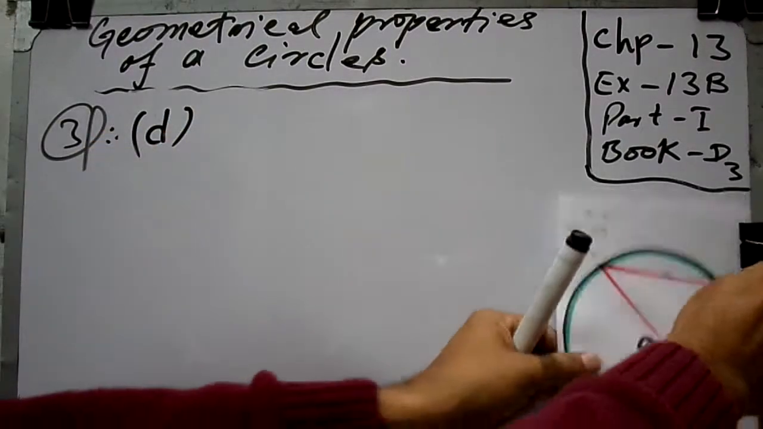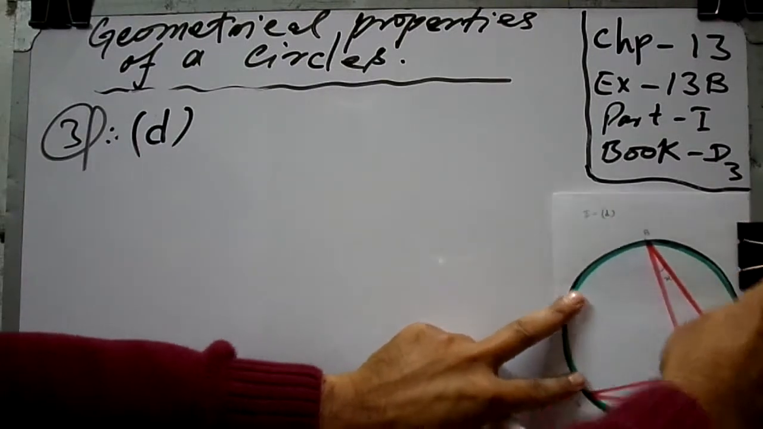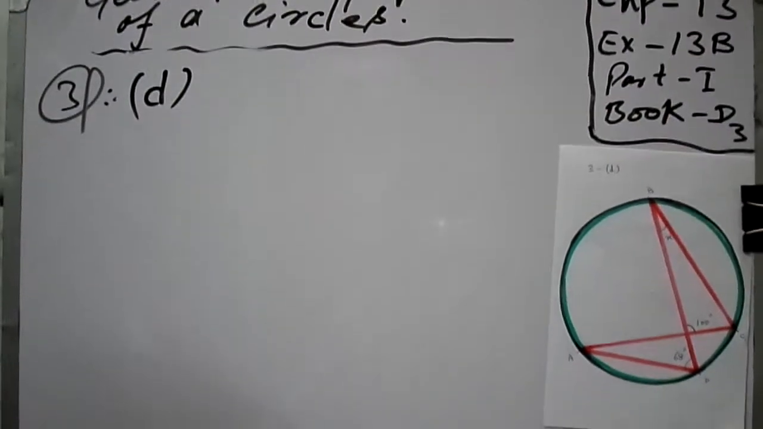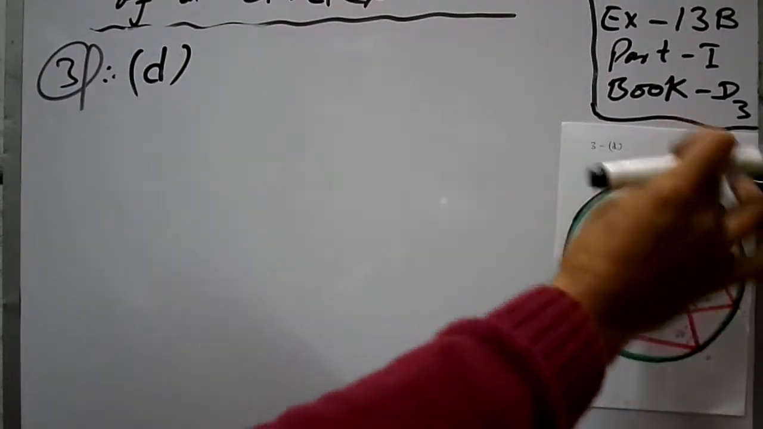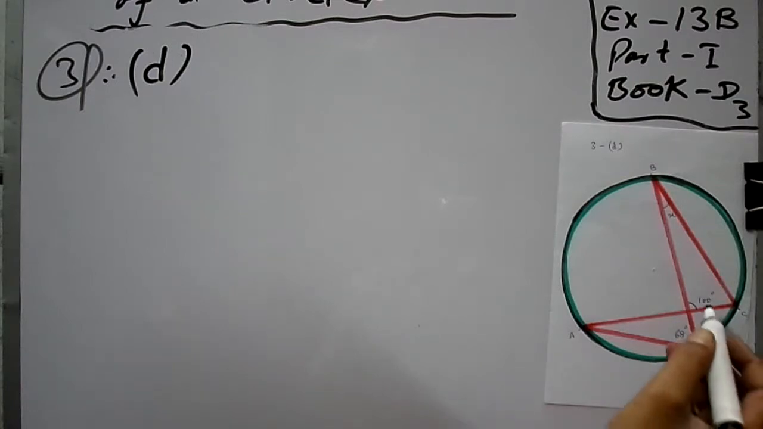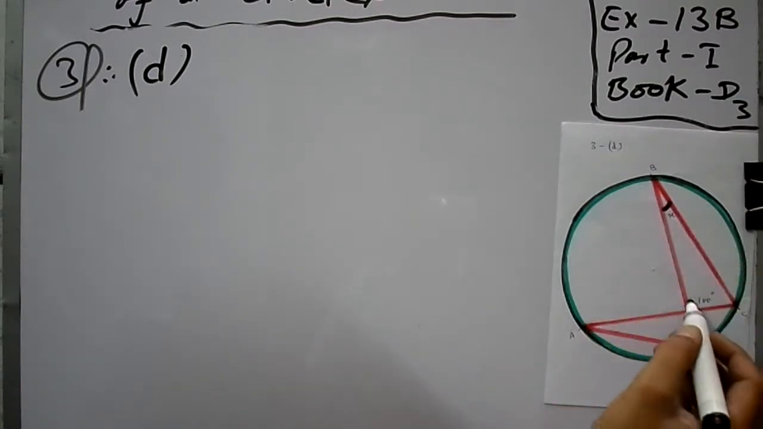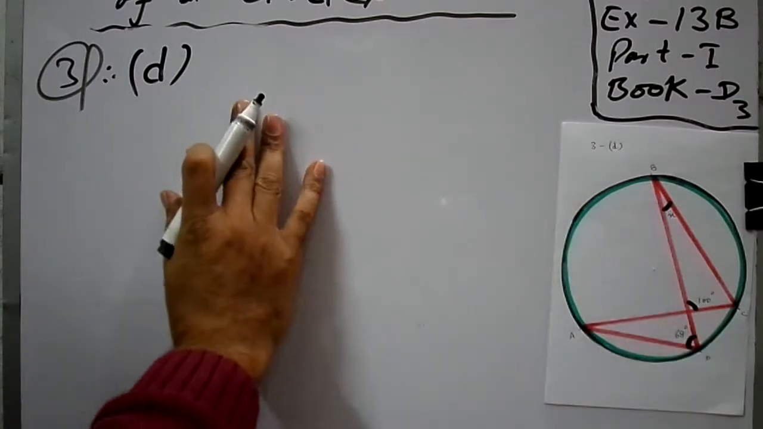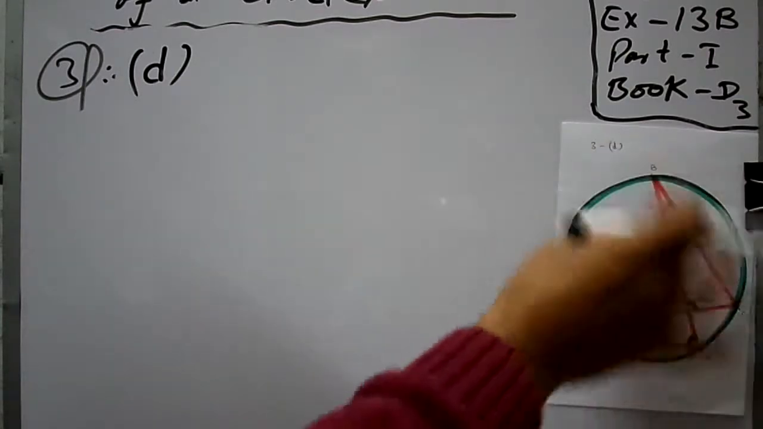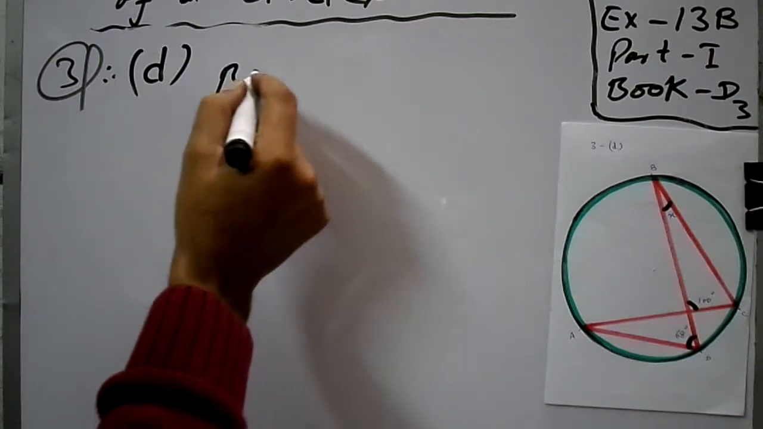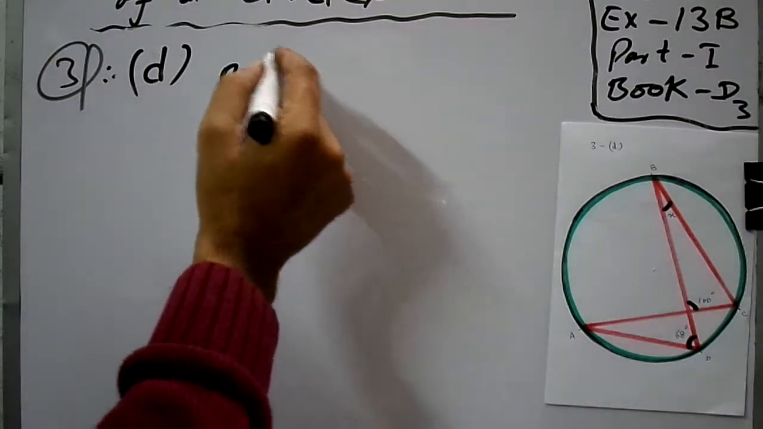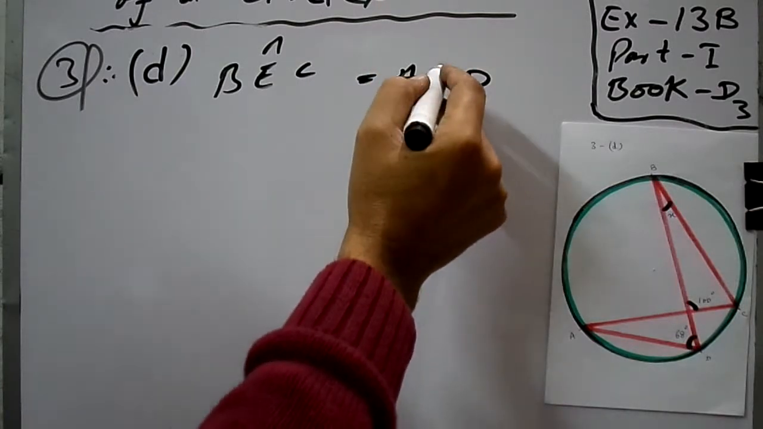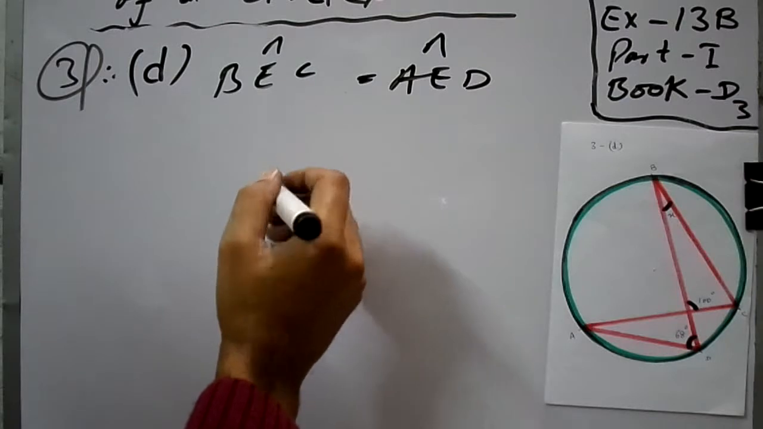In D part you can see it is a little bit difficult. First of all, look at the diagram. Here we have to find this value x, and here is 100, and here is 68 degrees. So in the given question, first of all, the vertical angles, you can see that BEC is equal to AED. That is, they are vertical angles.